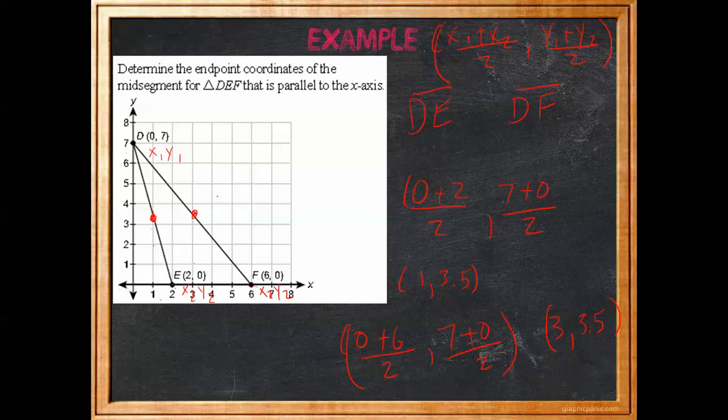So there is our midsegment, and it's parallel to EF. It's parallel to the x-axis. And we know it's parallel because if we look right here, our y-coordinates are the same, 3.5 and 3.5. That means it's a straight line across.